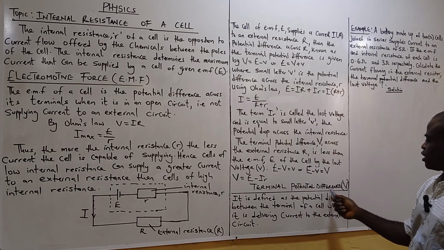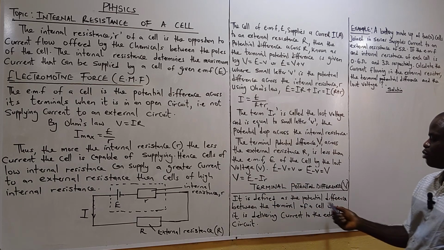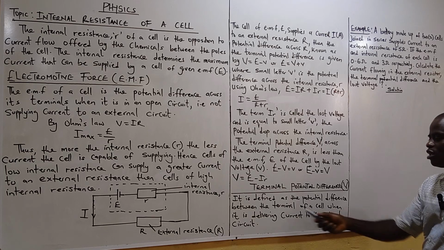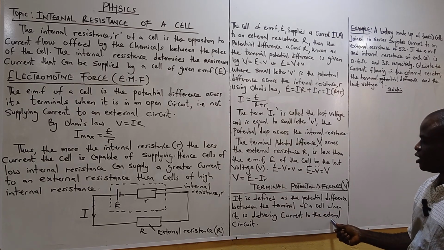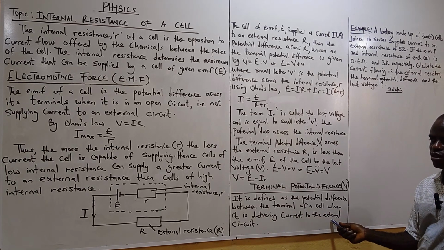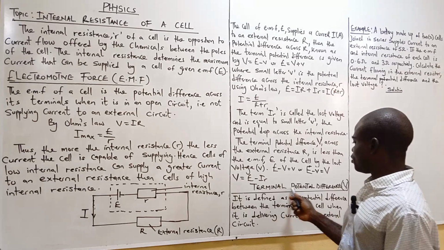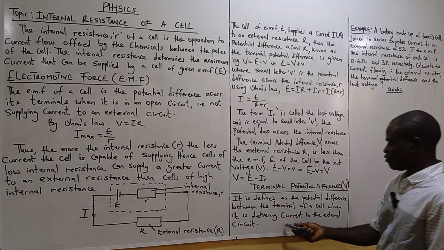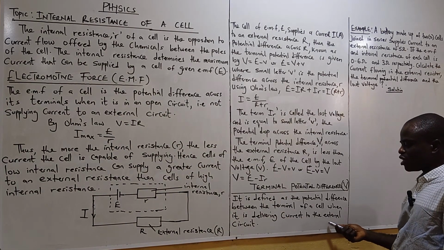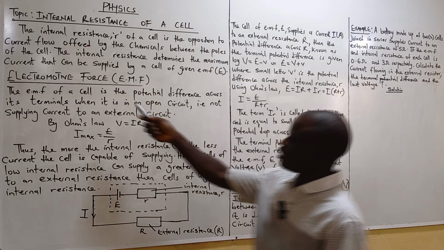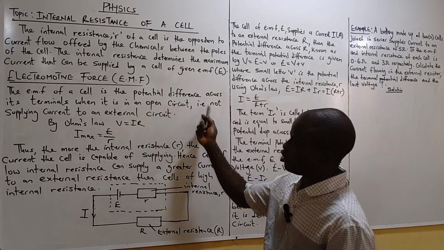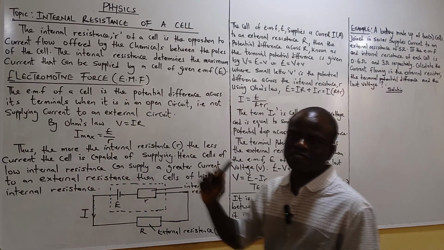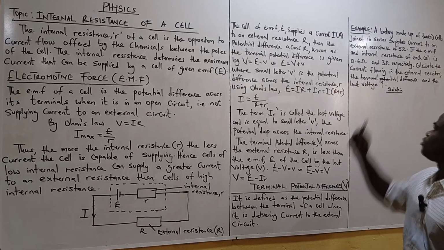Now terminal potential difference V is defined as the potential difference between the terminals of a cell when it is delivering current to the external circuit. The difference between terminal potential difference and electromotive force is that terminal potential difference applies when it is delivering current to the external circuit, but electromotive force applies when it is an open circuit, not supplying current to an external circuit, not being used at all.